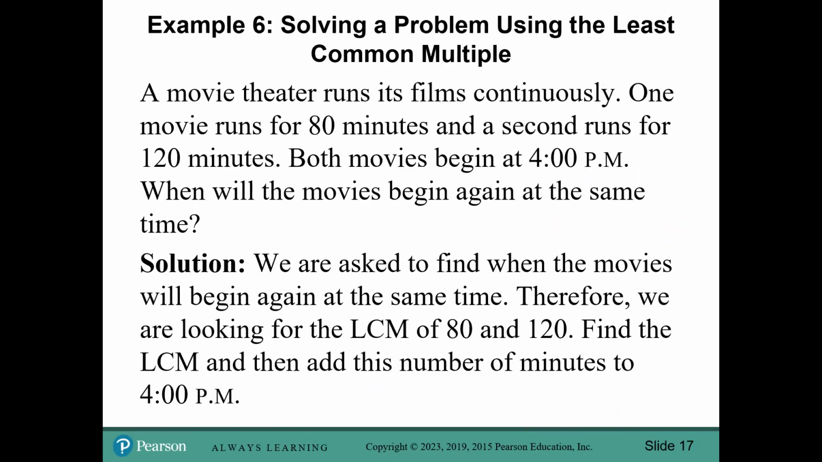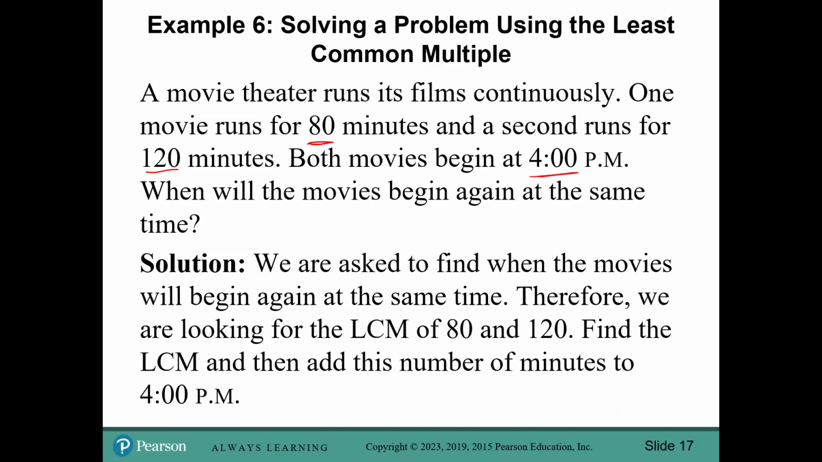Let's take a look at an example here. A movie theater runs its films continuously. One movie, which means, I mean, this is not a real world scenario, but it means as soon as that 80-minute film is done, it starts right back up and over. So it's on loop, right? And a second runs for 120 minutes. Both movies begin at 4 p.m. When will the movies begin again at the same time?